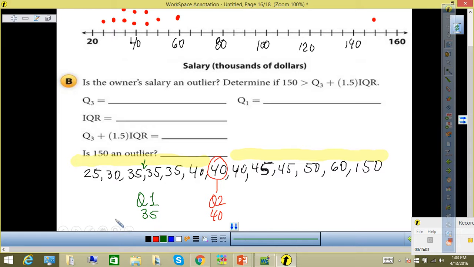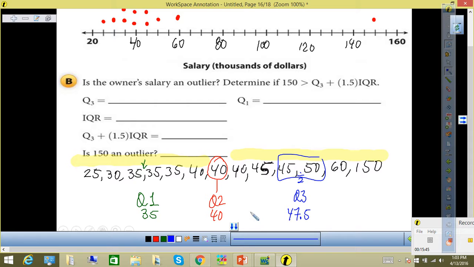All right? Therefore, what is Q3? Q3, Sergio. Hands up if you agree with 50. Crickets. Okay. What did you get for Q3, Mia? 47.5. How did you get that? 45 and 50, add those up and divide it by 2. That is correct. Why? Because there is no median until we add those two.